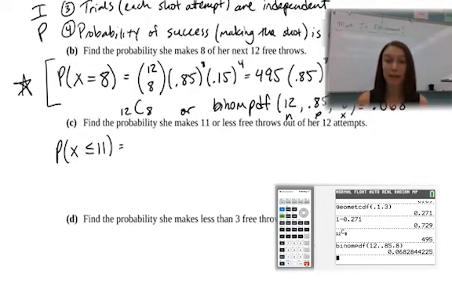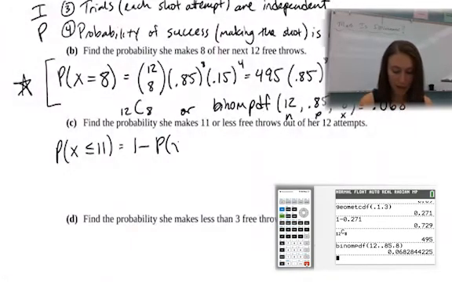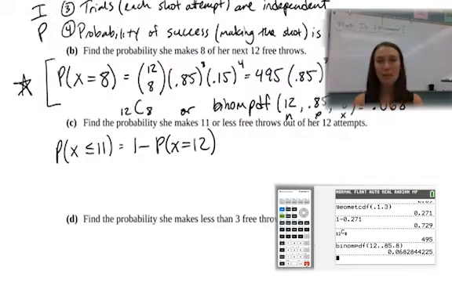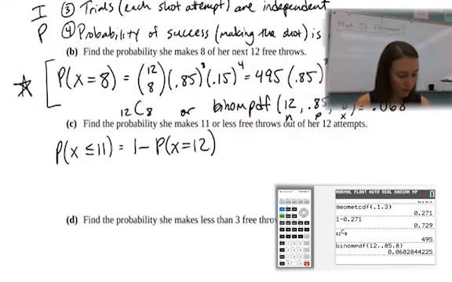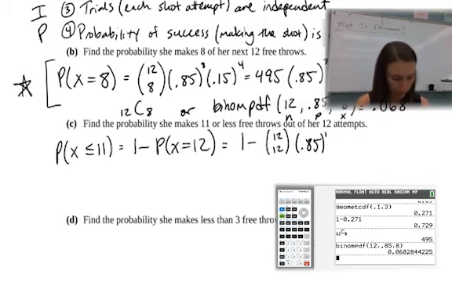We can use the complement. We can do 1 minus the probability that she makes 12 because that's the only thing that wasn't included in 11 or less out of 12. And this is so much faster. So 1 minus 12 choose 12, times 0.85 to the 12th power times 0.15 to the 0 power.